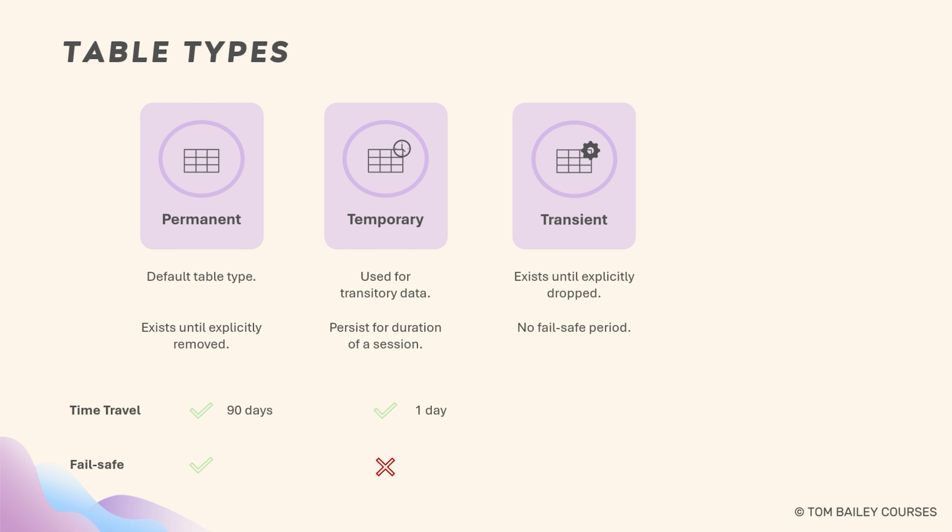Transient tables are similar to permanent tables in that they exist until explicitly removed. However, they differ in that they have a max time travel retention period of 1 day regardless of the Snowflake edition and do not have a failsafe period. Meaning if you accidentally delete data in a transient table and the 1-day time travel retention period has passed, Snowflake support cannot recover the table data. Table data in failsafe contributes to storage costs, so this is one reason we might use a transient table over a permanent table.